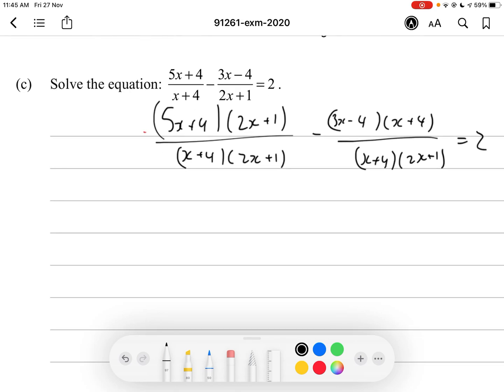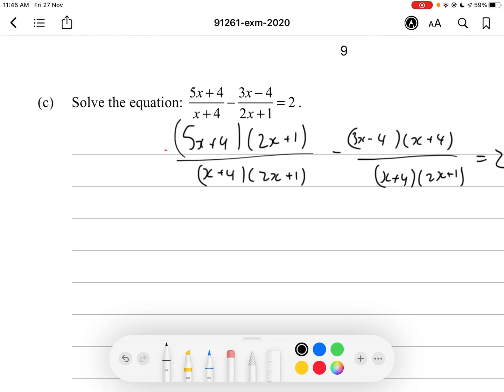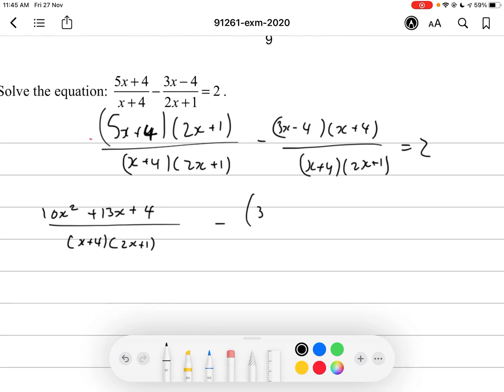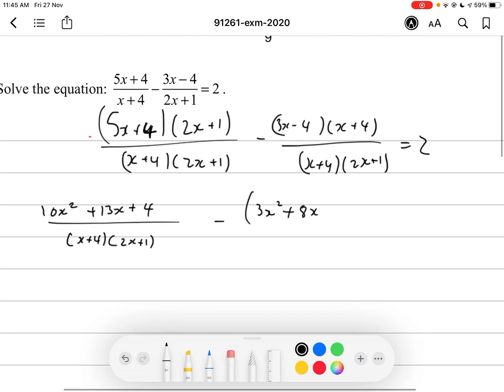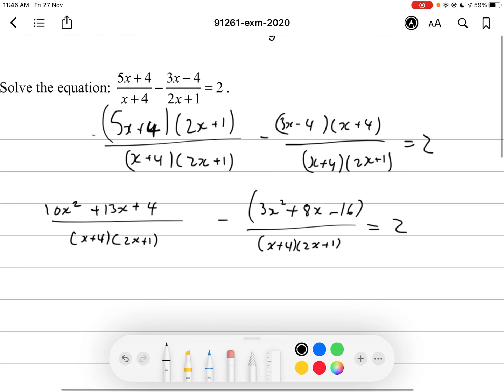That equals 2. Alright, so now we're going to be expanding our brackets. On our left-hand side here, we're going to have 10x squared. So be very careful here. 5x times 1 is 5x, plus 8x, so that's plus 13x, plus 4 times 1, all over the bottom, which we'll just leave in brackets for now. So minus this whole right-hand side, we have 3x times x, that's 3x squared, plus 3x times 4, so plus 12x, minus 4x, so that's plus 8x, plus negative 4 times 4, which is negative 16, all over (x plus 4) times (2x plus 1), that equals 2.